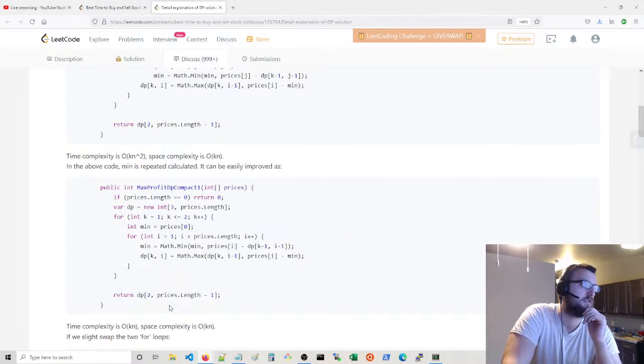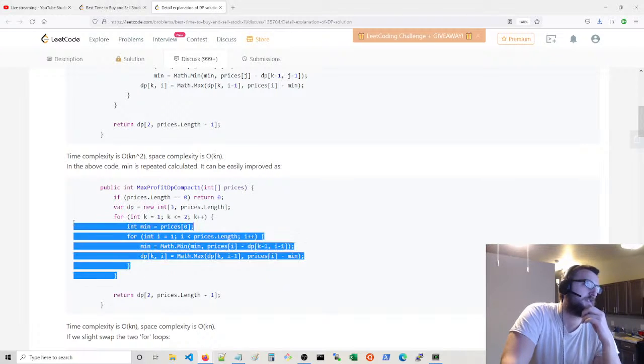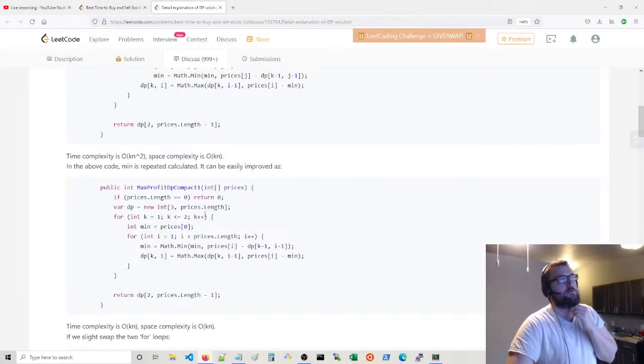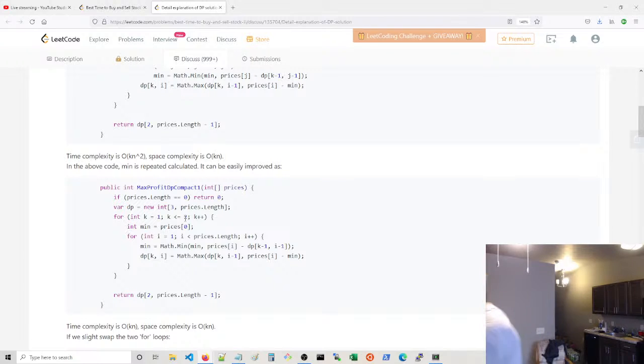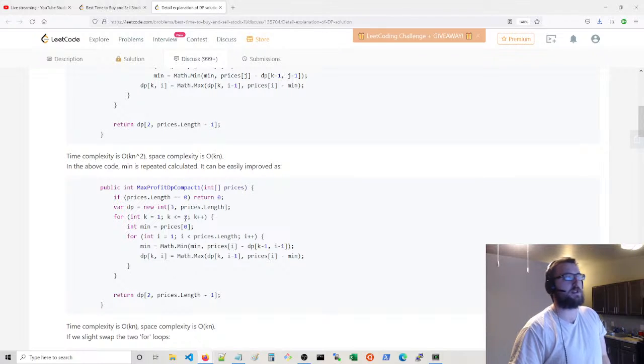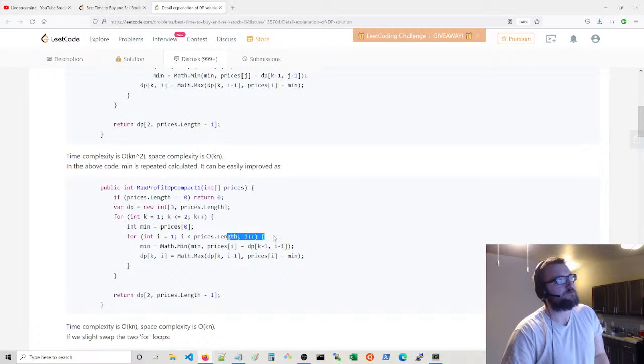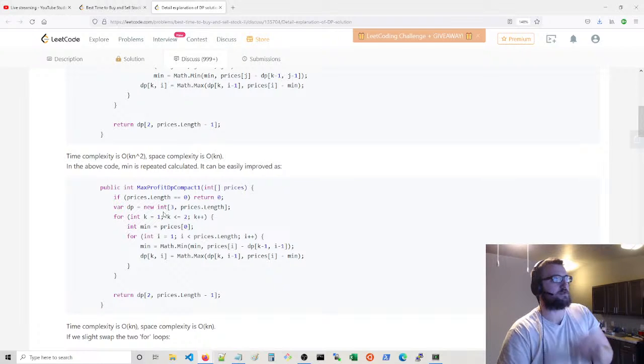And then finally, slightly swap the 2 for loops. Why? Looping over k is pretty straightforward. You perform the whole calculation with one transaction, and then you perform the next calculation with 2 transactions, considering the previous possible transactions. Really interesting. And then you can optimize this again for space complexity, because it's pretty clear that you don't need more than just the previous array of k values.